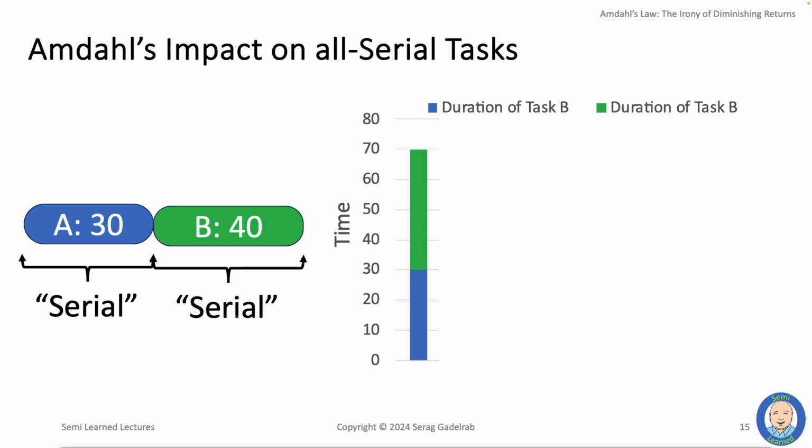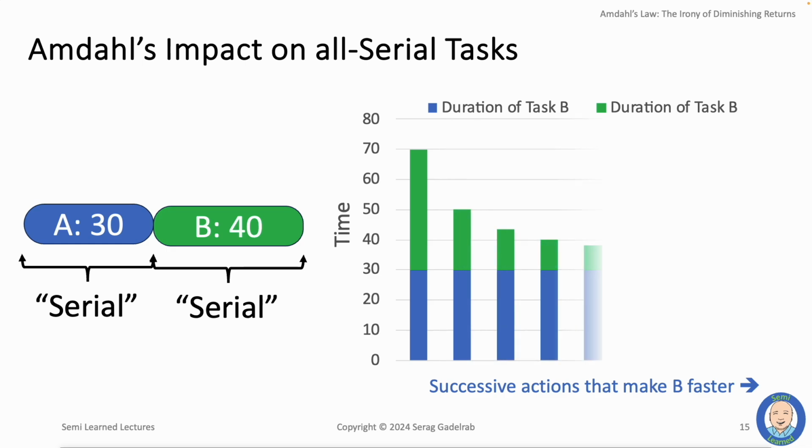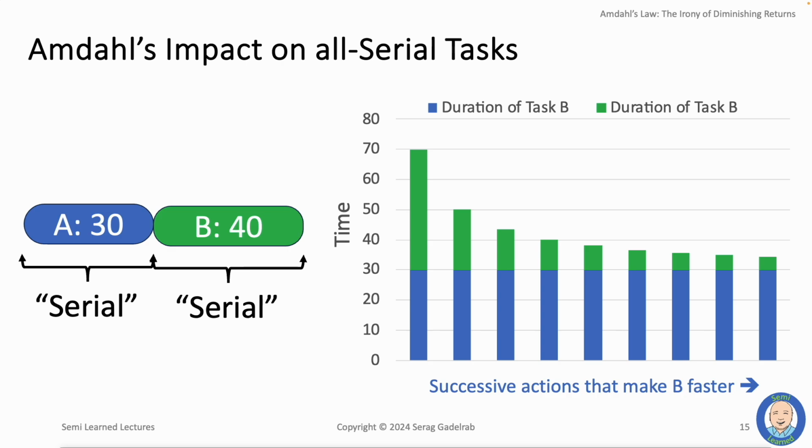To increase the throughput, we naturally focus on the slower task first, and that is task B. And we're going to take successive actions that make it faster. For example, we can execute task B on a faster machine, or we can invent incremental methods that will complete task B in a shorter time. And we immediately see here the same shape of Amdahl's law. As we accelerate task B, the unaccelerated task A represents a floor for the final time.